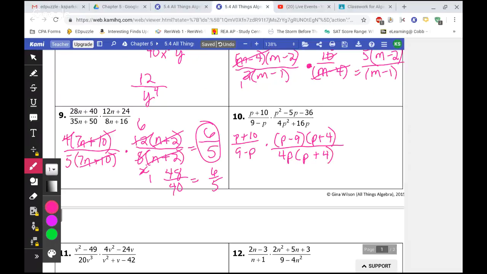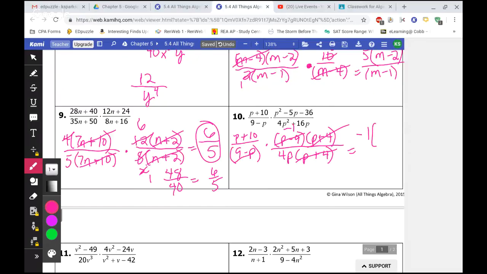And now I'm going to look for things that cancel. And I'm looking at this cancels. And then there's that special pattern that we keep talking about, the p minus 9 over 9 minus p. That's that negative 1 thing. Remember? So this actually factors out and gives me a negative 1. So I've got a negative 1.